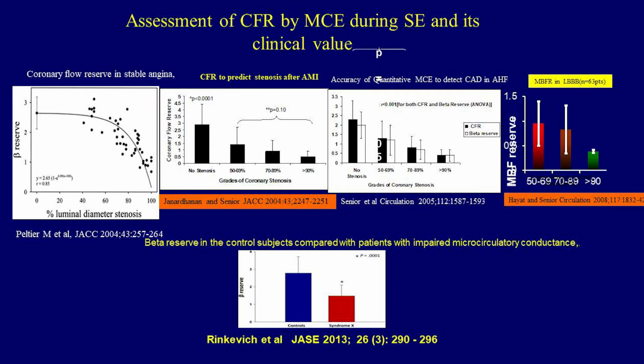Now, these are patients with left bundle branch block, which is one of the problems that we have when we do stress echo. And again, in that same group of patients, you can see how it tracks very nicely, the quantification of assessing myocardial blood flow.